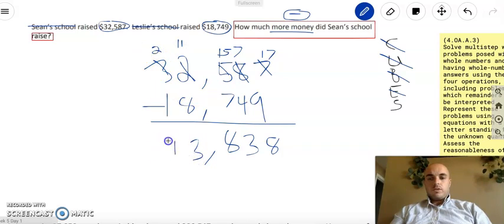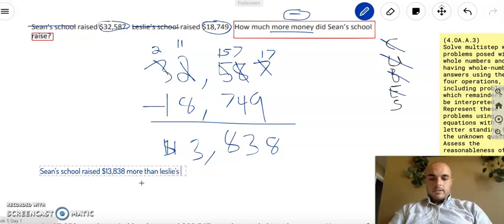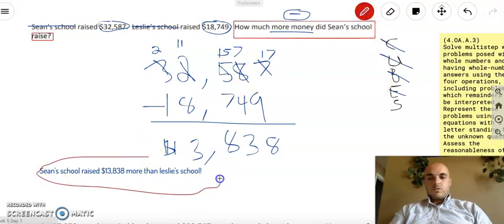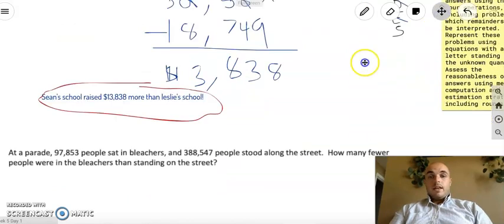2 minus 1 is 1. So 13,838. So I'll write this out. Sean's school raised 13,838 more than Leslie's school. Awesome. Circle that in red for us, so you know that's where to look if I'm grading this. Awesome. All right, let's go on to the next one.